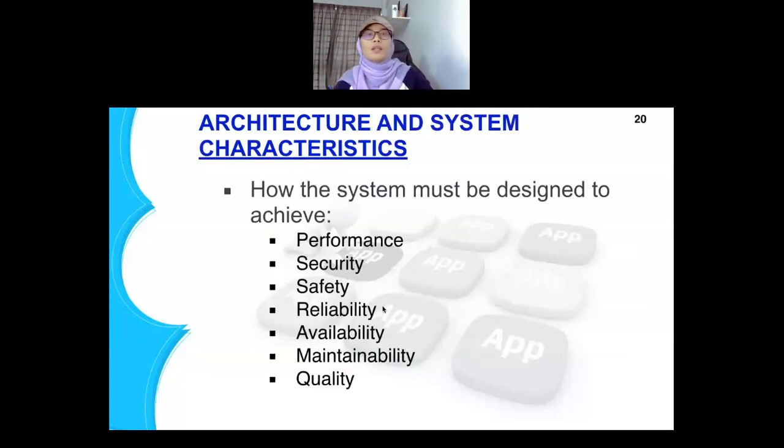So the characteristics for architecture and system, of course, when talking about characteristics, are all the good characteristics. It should perform, be secure, safe, reliable, available, maintainable, and also of good quality. Your system should perform, be secure, safe, and reliable.